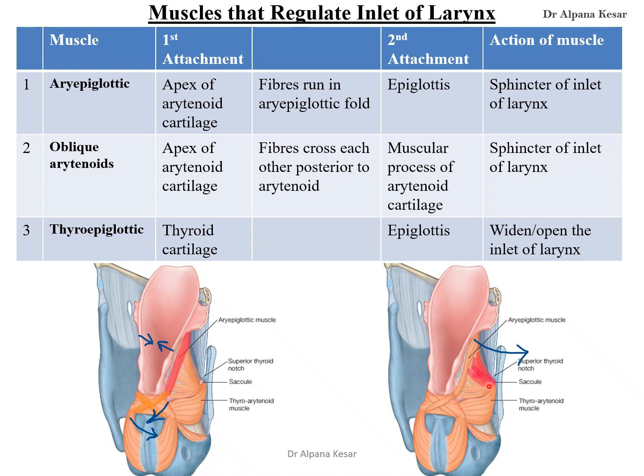Thyroepiglottic muscle takes attachment to the thyroid cartilage and gets inserted in the epiglottis. When this muscle contracts, it will widen or open the inlet of larynx.